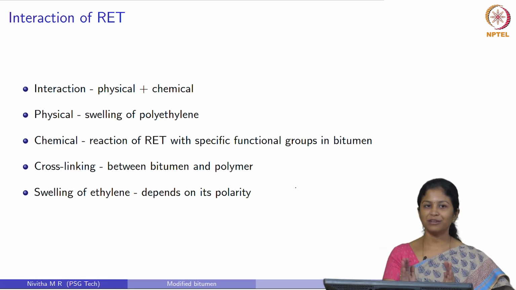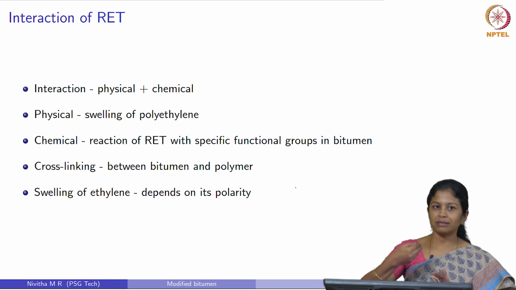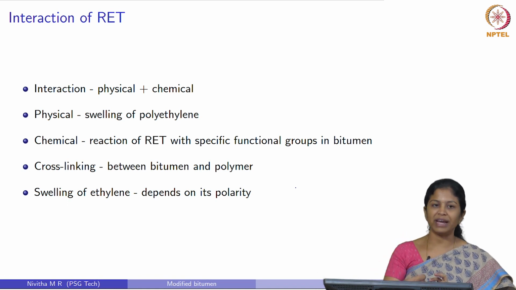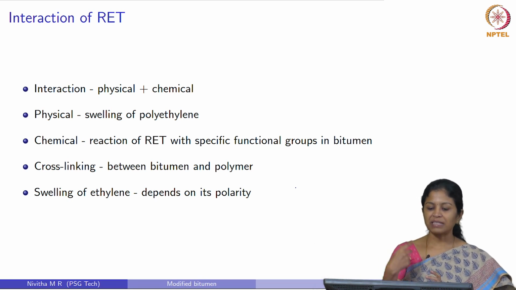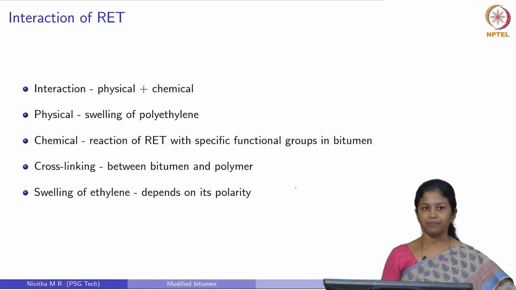So, why do we call it physical here? We have ethylene, again it is a polymer, it has a tendency to absorb some amount of lighter fractions which is present in bitumen. So, that is the physical interaction which happens in the case of a plastomer. The second one is chemical. This chemical interaction is because of formation of chemical crosslinks between the polar components which is present in the modifier and certain fractions which are present in bitumen, right. Again the degree of swelling of ethylene depends upon the polarity.